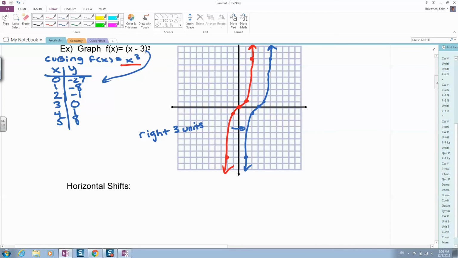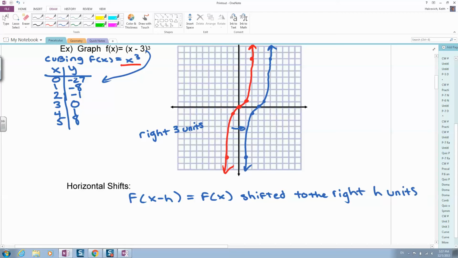So any time that you subtract inside the function, basically you take the original function and you shift to the right that many units. And just the opposite, if you were to add inside the function, you take the original function and shift to the left that many units.